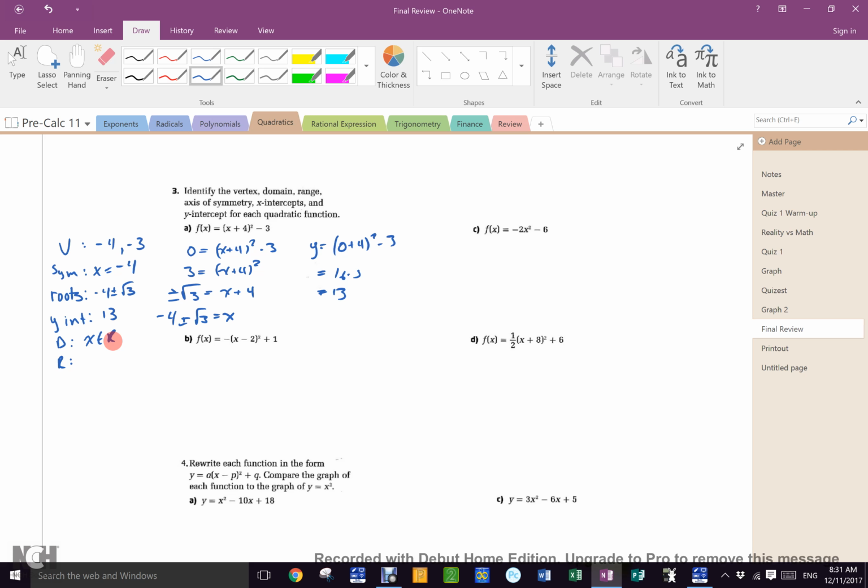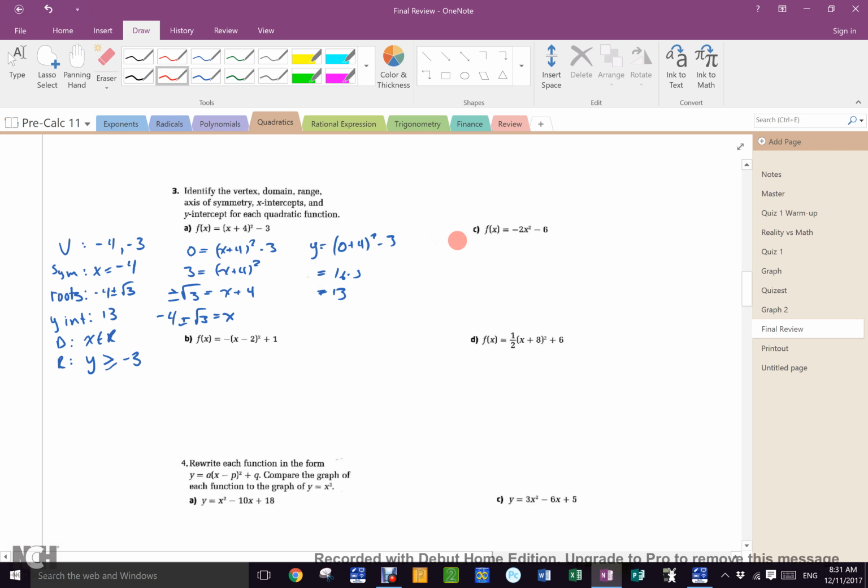What is the range? I'll help you out. Y must be greater than, or greater than or equal to, or less than, or less than or equal to something. Greater than -3. Can it equal -3? Yes. Greater than or equal to -3, because that's your vertex.